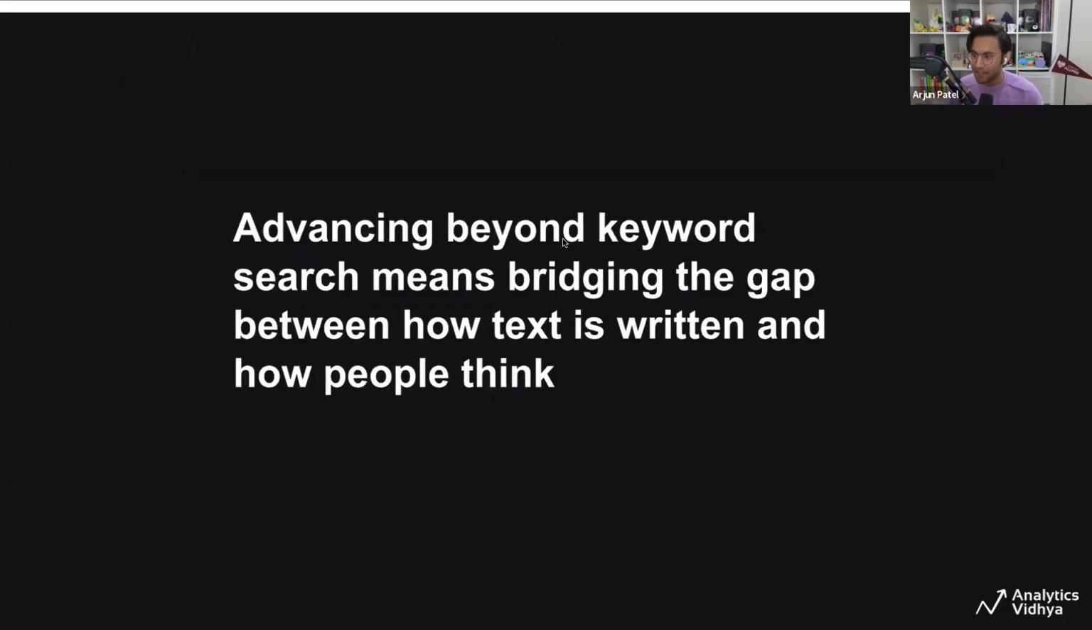We can summarize this gap as understanding that advancing beyond keyword search means bridging the gap between how text is written on the internet, especially in technical documents or even at your organization, and how people think about the information that they're trying to find.